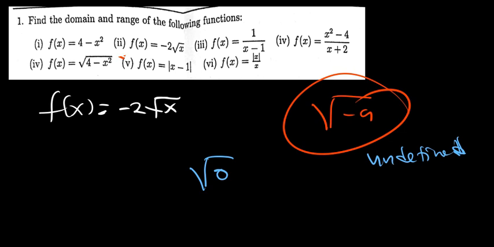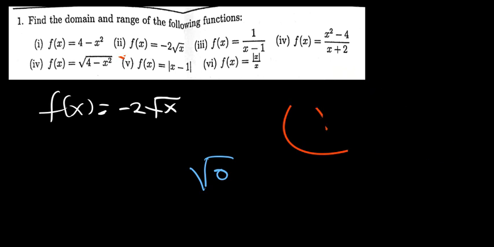Therefore, if you have been given anything with the square root, what you do is you get what is in the square root. Only when it comes to the domain, get what is in the square root, equate it to greater than or equal to 0, then solve for x. That is your domain. Have I made myself clear? Get what is in the square root, equate it to greater than or equal to 0, solve for x. That is the domain.